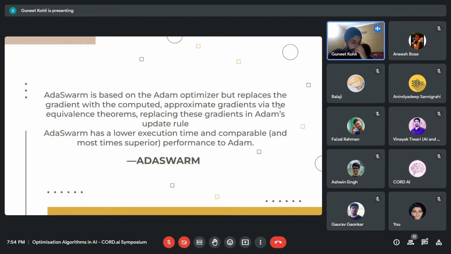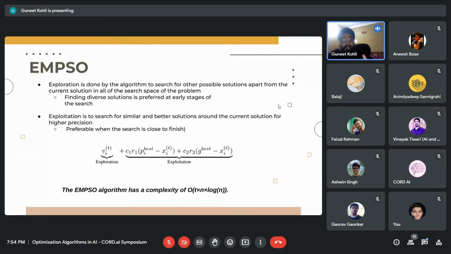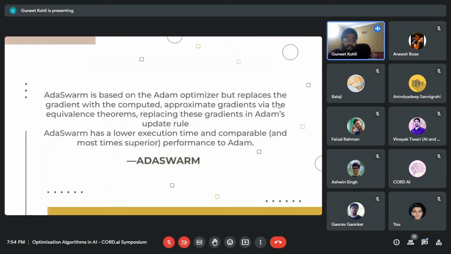Finally, I'm at AdaSwarm. I'll just use a simple definition: these two, EMPSO and the two theorems, actually lead to AdaSwarm. Now, what happens in AdaSwarm is that you have the Adam optimization, but they replace the gradient there in the Adam optimization with the approximate gradient via their equivalence theorems. If you see closely, they replace the gradient calculation with their own approximation, and that approximation summarizes that this is now their new optimizer.